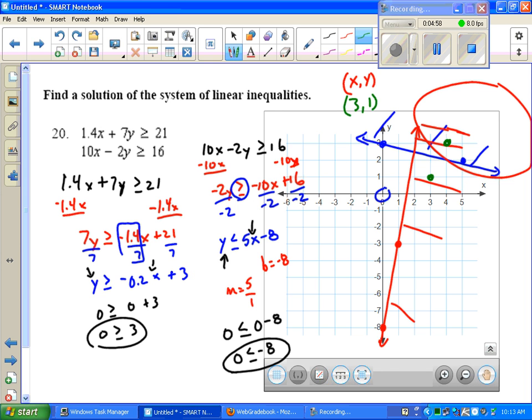Whereas if it picked this point here, 4, 3, that is in the overlapping area. So that one would be a solution.